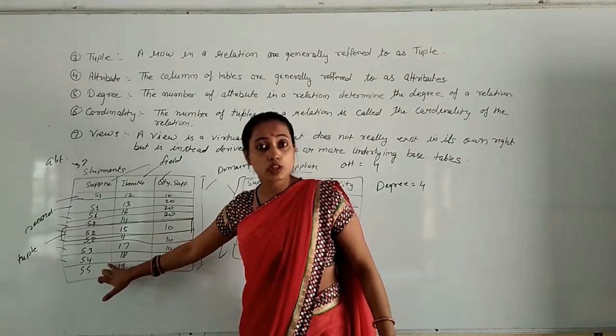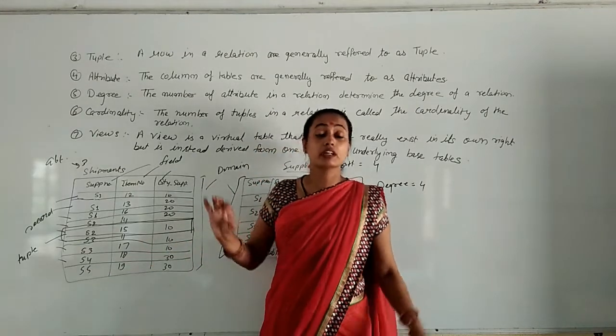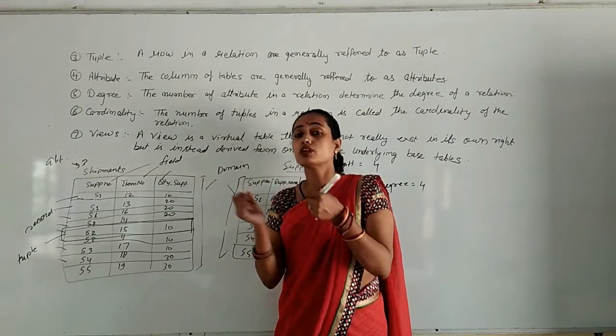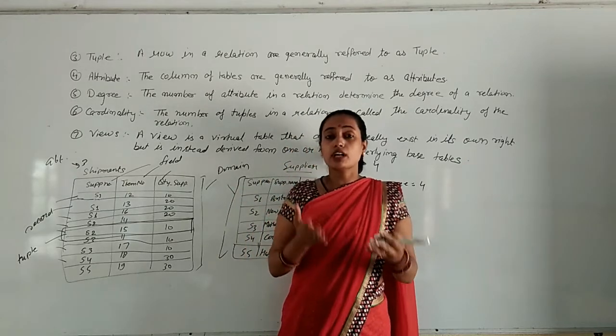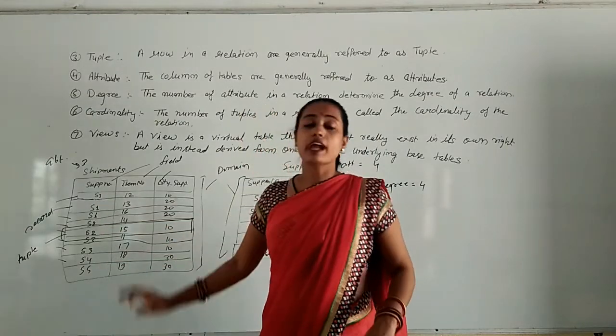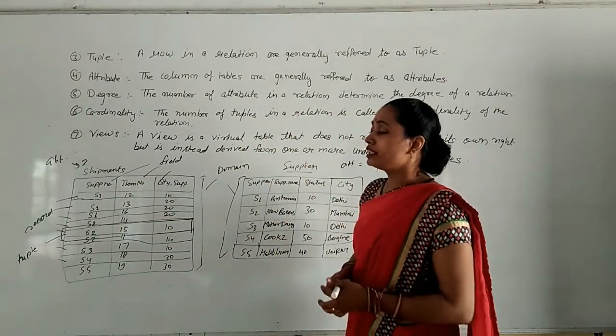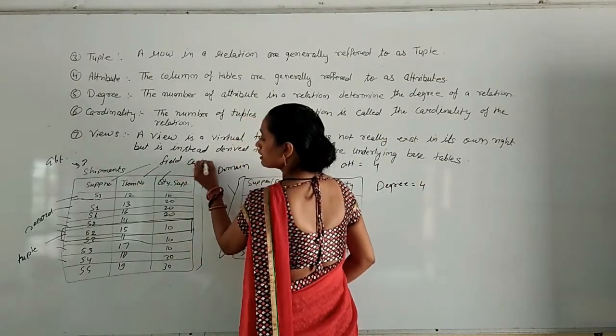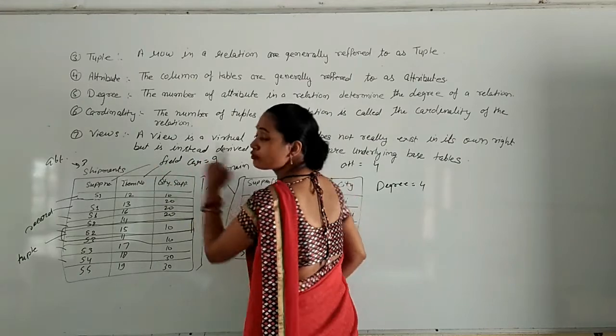We have 9 records here. We have 9 rows here. I am using all the terms which are used for the row. So we have 9 rows. The cardinality for the shipment table is 9.